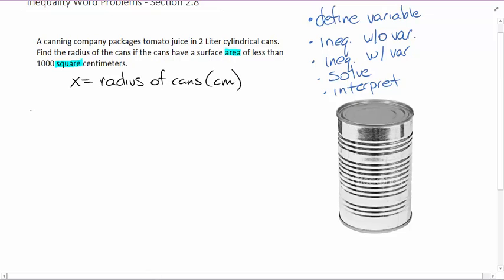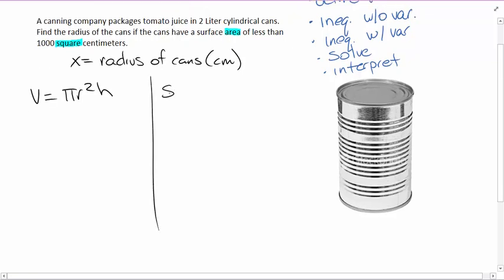In this case we have two equations that are not going to involve the variable. Volume equals pi r squared h, and the second one is not actually an equation. Surface area needs to be less than 1,000. We can plug in for surface area. Surface area was the two bases, so 2 pi r squared plus the circumference times the height. That needs to be less than 1,000.